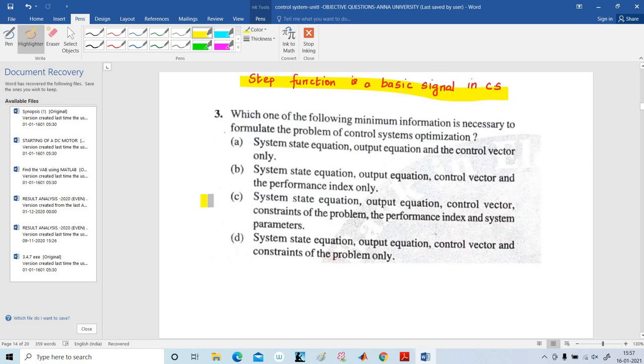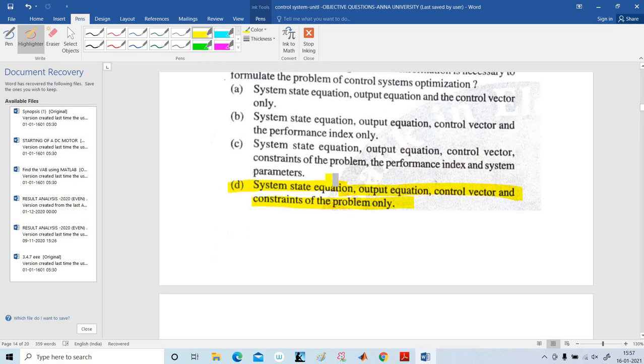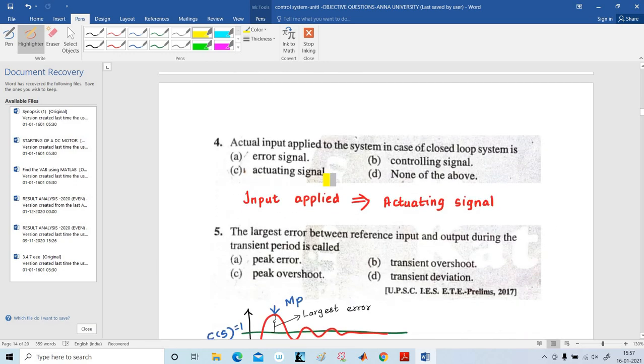Next one. Which one of the following is the minimum information necessary to formulate a problem of control system optimization? System state equation is needed, output equation, control vector, and constraints of the problem. So that is D is the correct answer. Next question. Actual input applied to the system in case of closed loop is error signal, actuating signal, controlling signal, none of the above. The actual input is actuating signal. C is the correct answer.